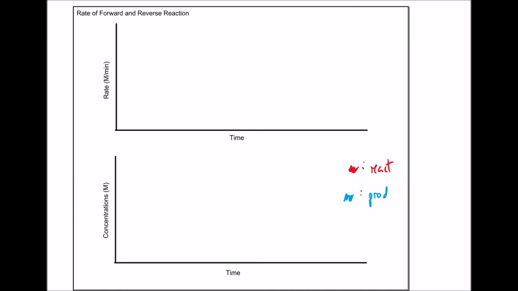For the top graph, I'm going to use red to represent a forward rate of reaction, and blue to represent a reverse rate of reaction. It's not so important what this reaction is. It's some fictional reaction where we have A plus B yielding C and D, but it is important that it is a reversible reaction where C and D can also reform A and B.